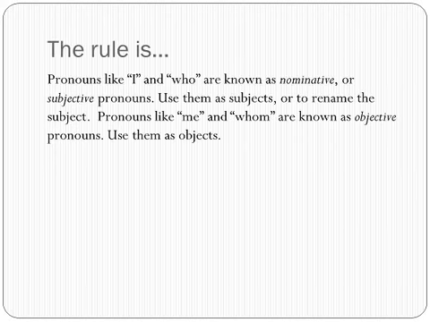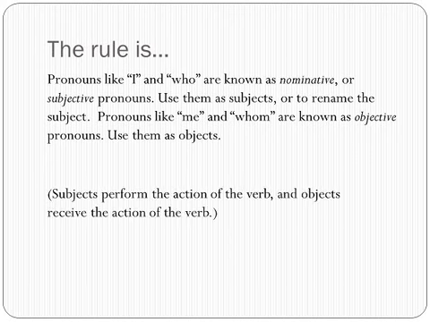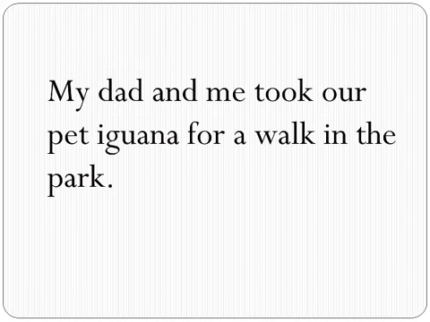Pronouns like I and who are known as nominative or subjective pronouns. We use them as subjects or to rename the subject of a sentence. Pronouns like me and whom are known as objective pronouns, and we use them as objects. And just to differentiate between the two, subjects perform the action of the verb, and objects receive the action of the verb. Let's go back to our example.